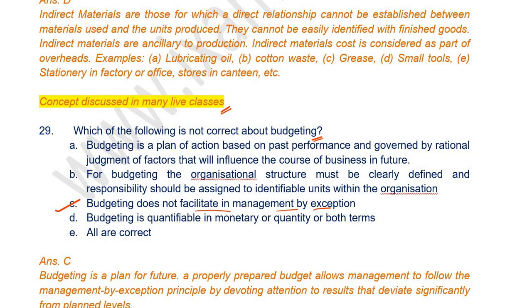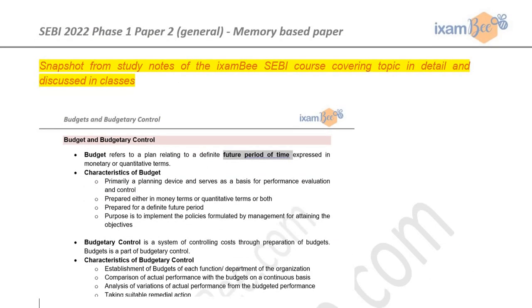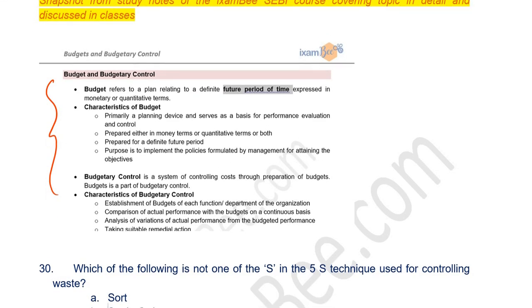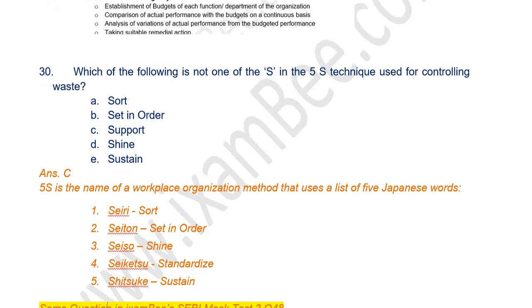So budgeting is actually facilitating that. Why? Because budgeting is what? It is planning, giving you a plan. So if you have a plan in place and everything is going on as per plan, then the management only needs to intervene when there is a deviation. So budgeting actually facilitates management by exception. So again, conceptual questions, certain points included in the notes in our classes on similar basis has been done.